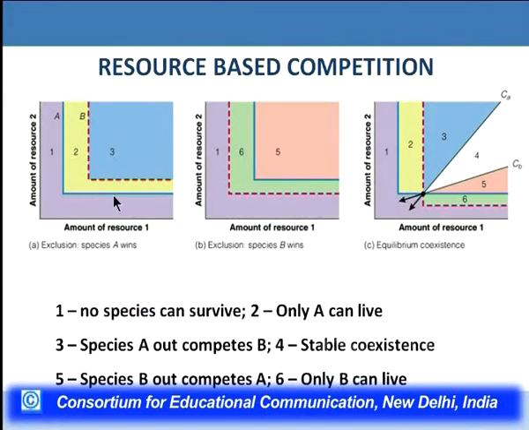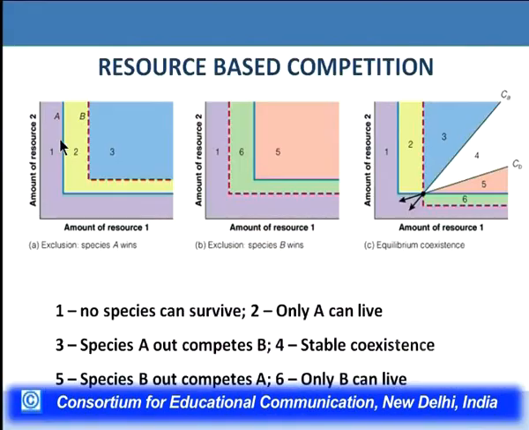Now this particular line is the zero isocline of resource usage for A, and this is for B. For all the levels of resources which lie below this line, only species A will be able to survive. And if the levels are beyond this, then both species A and B will be able to survive. If species A is able to live at a lesser level of resources, then it will outcompete species B. Whereas if species B is able to utilize the lesser level of resources, then it will outcompete species A.